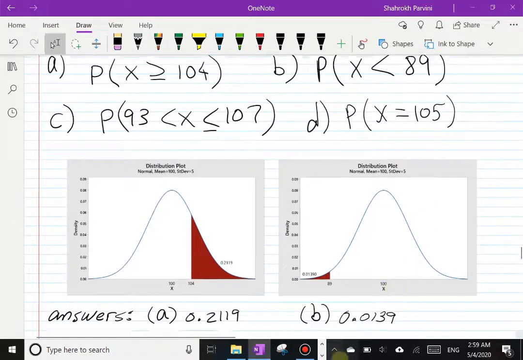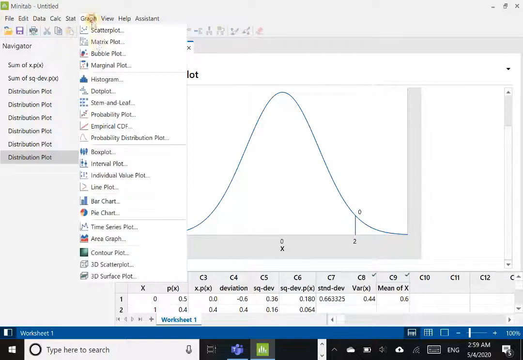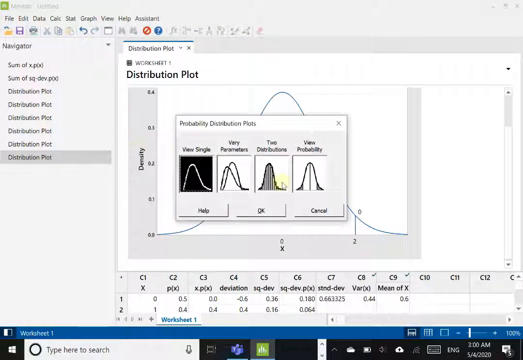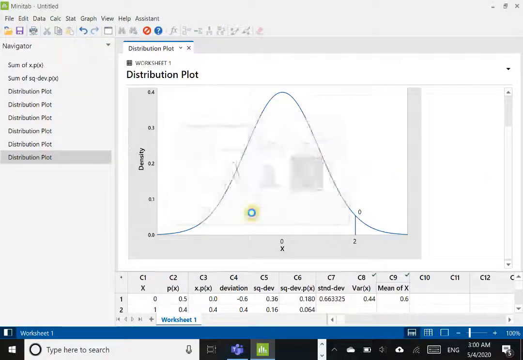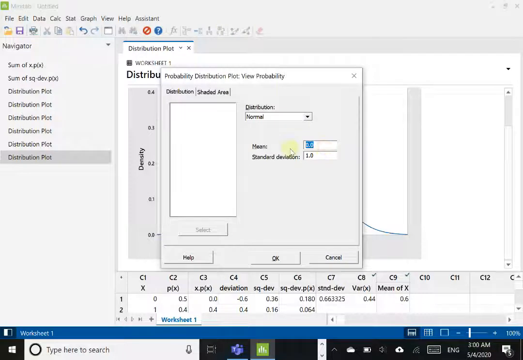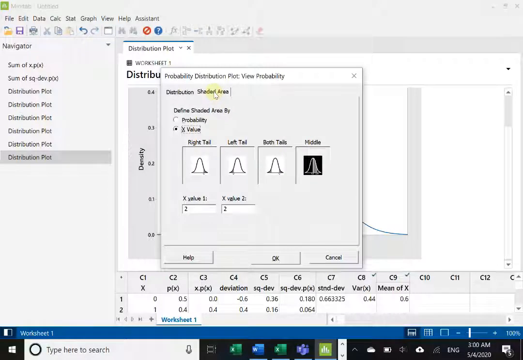So I'm going to go back to Minitab again, and we go graph, probability distribution, and let's say we want to view probabilities. This time, what I've done is change the mean, right? I no longer have a standard normal distribution. So the mean is now 100, and deviation is 5. Now don't hit OK. If you hit OK, you'll just draw the distribution. Now let's go to shaded area.